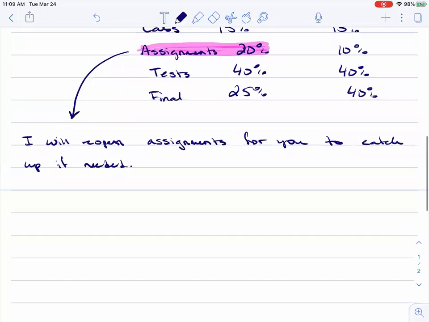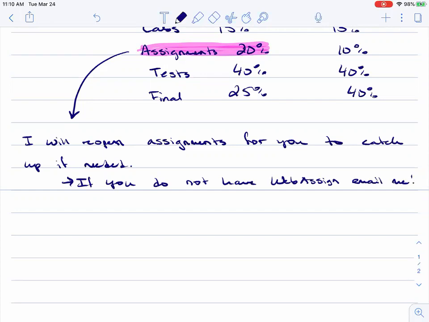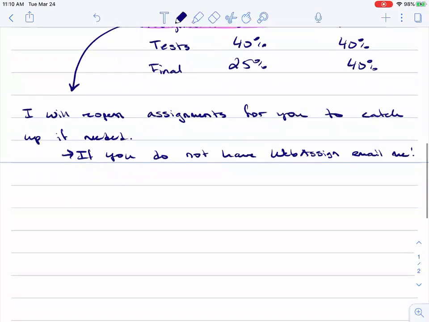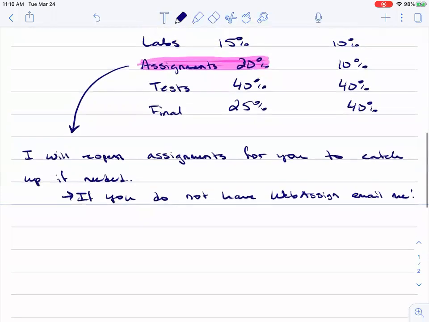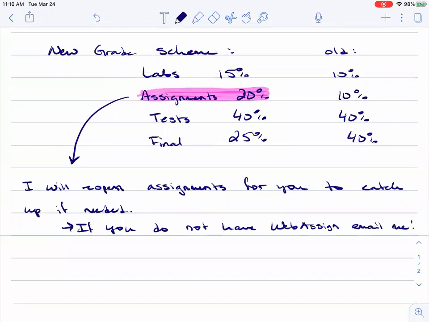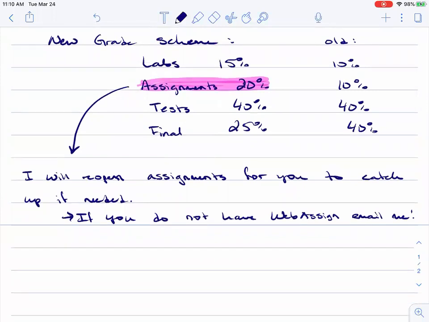So if you do not have WebAssign, email me. Okay. It's okay. I mean, I don't care either way, but if you don't have it, I want you to have those grades. And so just send me an email and we can figure it out, right?